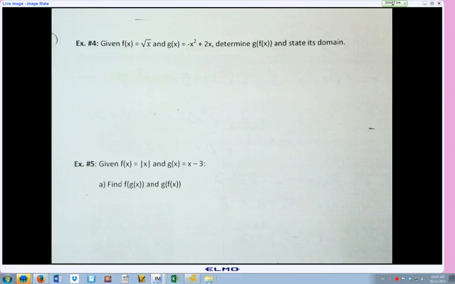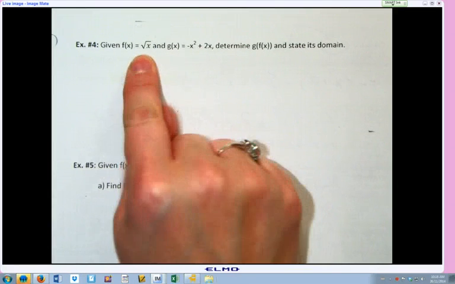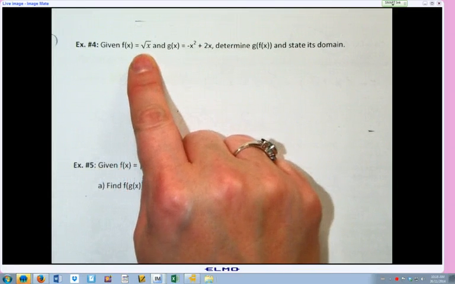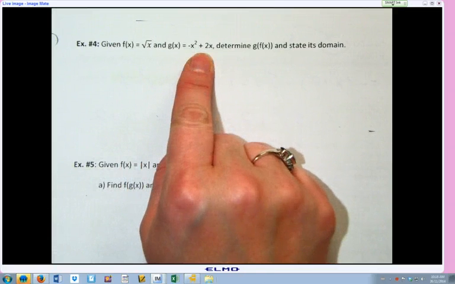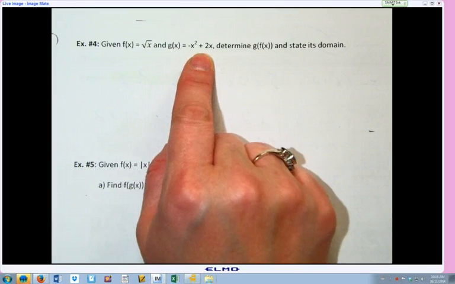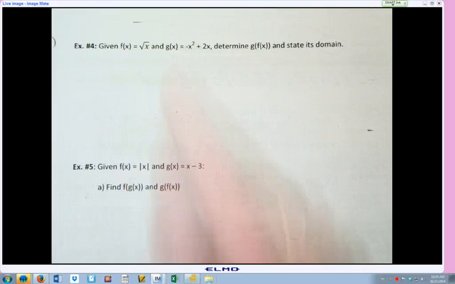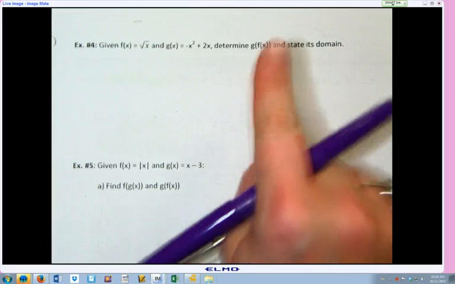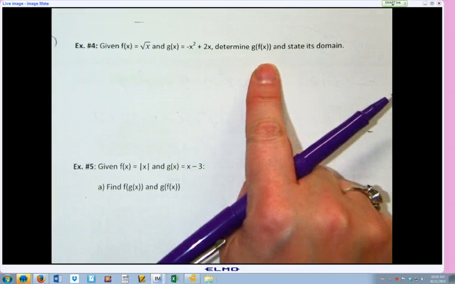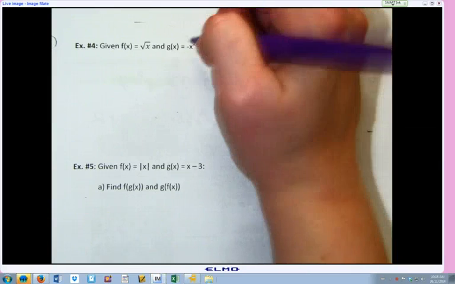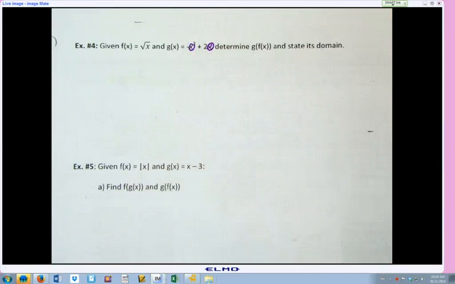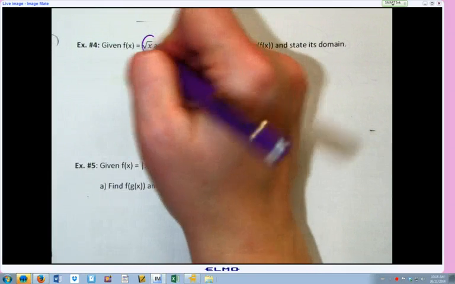Given f of x is square root of x, and g of x is negative x squared plus 2x, determine g of f of x and state its domain. Let's name them. What kind of function? Radical. The official name would be quadratic, so rational and radical and quadratic. What's going into what? So the x's are going to come out of g, and what's going to go in their place? f.